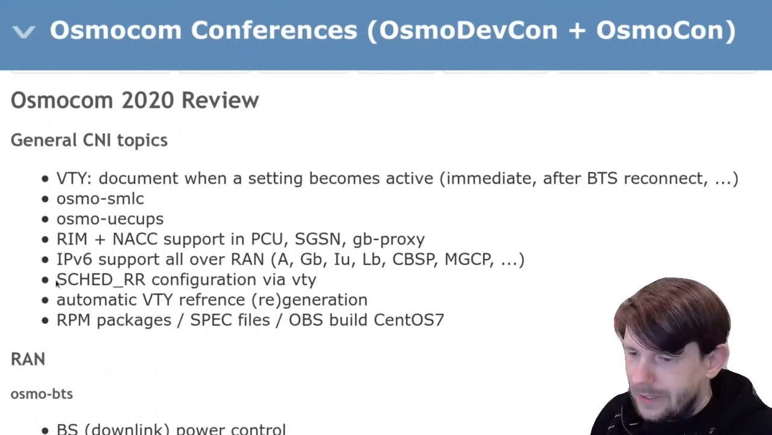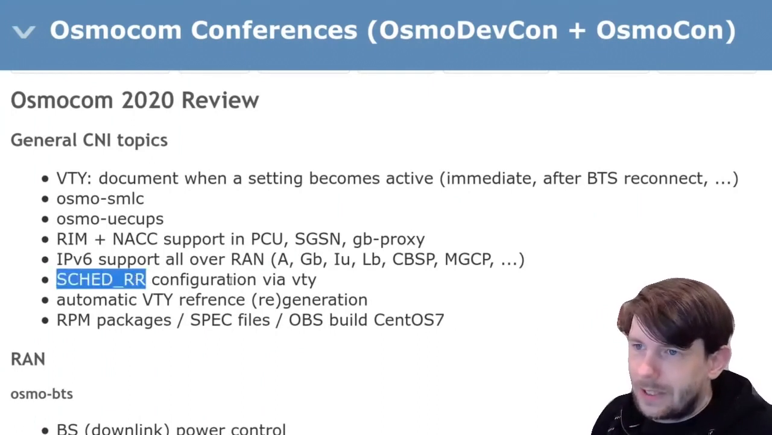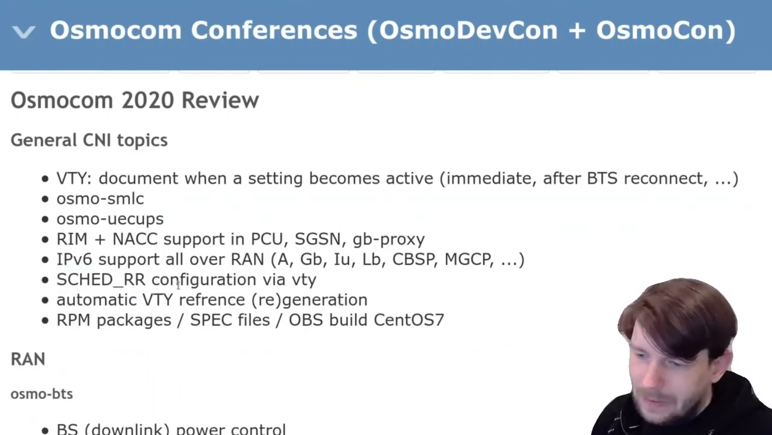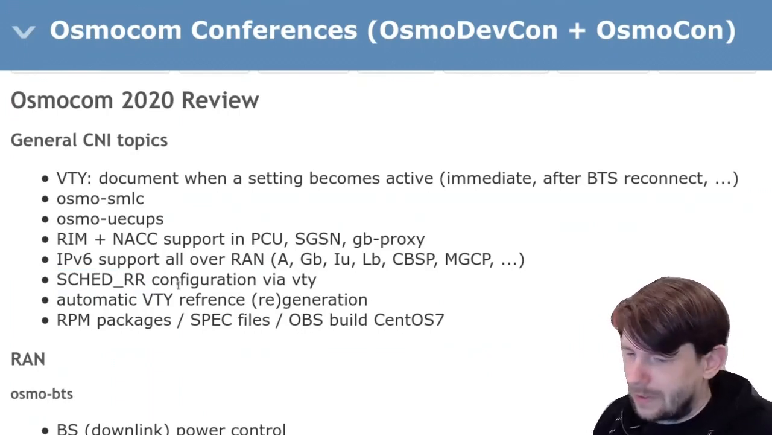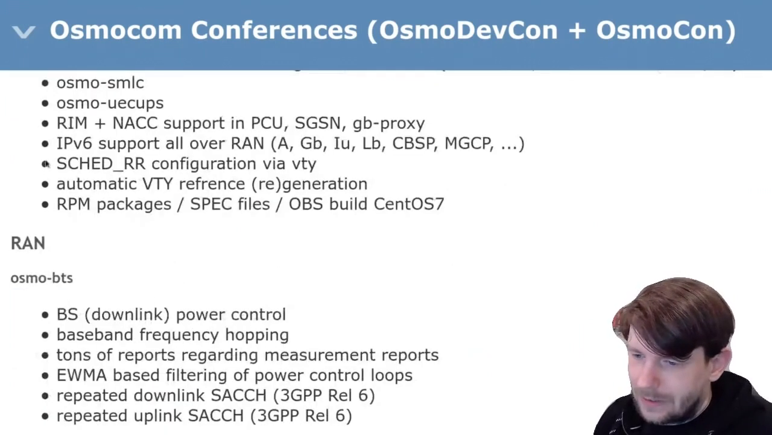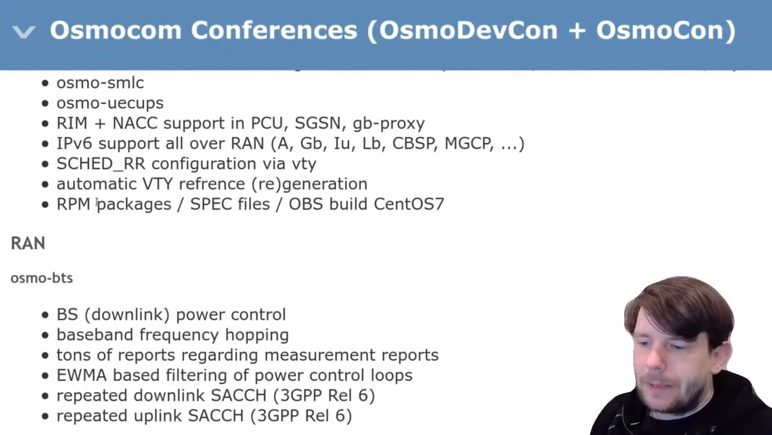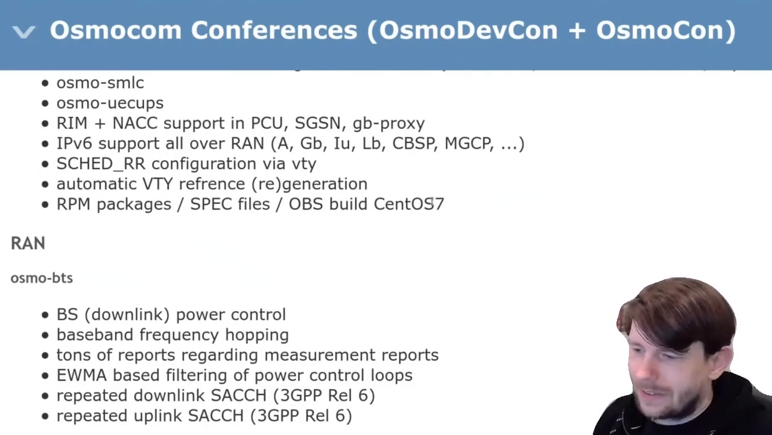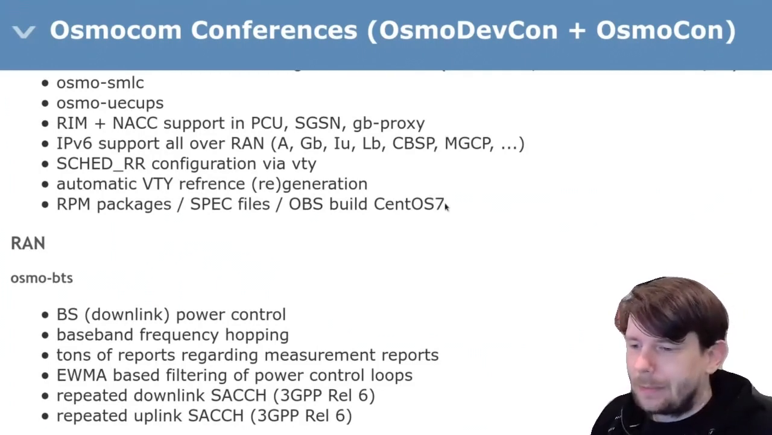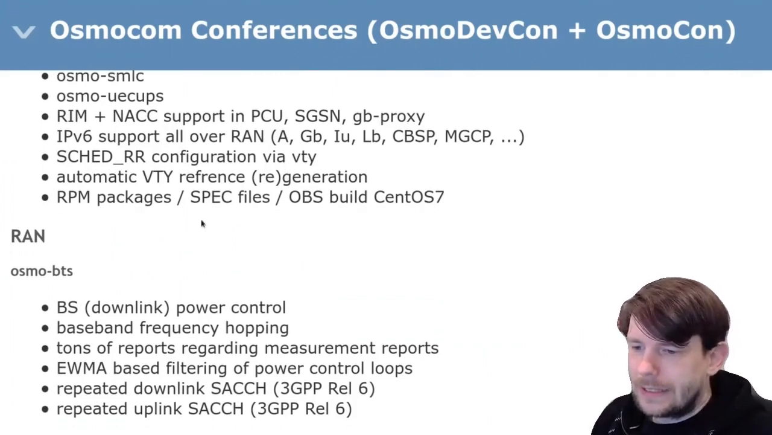We also have real-time scheduler configuration now in the VTY. So every program, if it enables it, can have the real-time scheduler priority configured via config file or the VTY. We also, in addition to the Debian and Ubuntu packages, now have RPM packages. Spec files have been put into all of the CNI projects, and we have an OBS build for CentOS 8. Yeah, 7 is wrong there, it's CentOS 8. But of course, it would be easy to also build for other distributions. The important part is that we have spec files now.